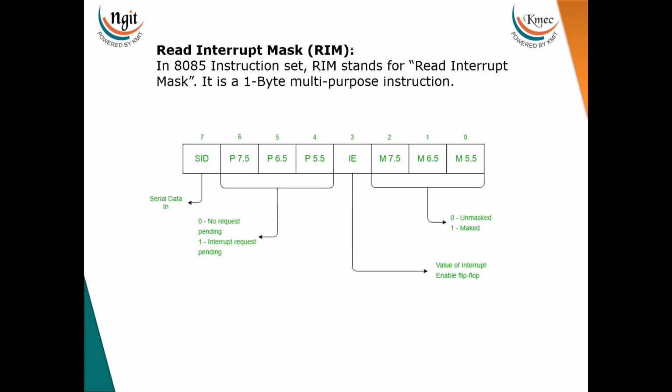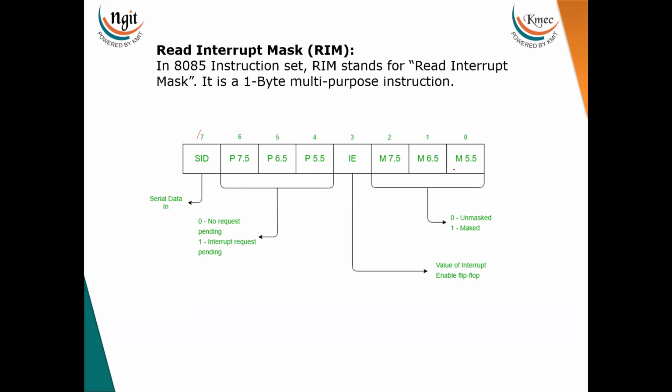Now coming to the RIM instruction, again the data is loaded into the accumulator, and this is also a 1 byte instruction. It is used for reading the status of the interrupts, and also for reading data serially. So serial data in means what? The processor will read the data serially by using bit number 7.